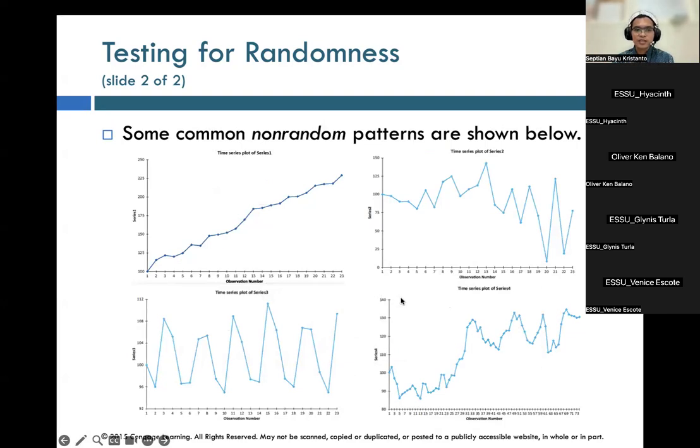Look at this one, we can say that this is a non-random pattern. With random patterns, we cannot predict the graphs or the inflations of your data. But in this case, we can predict your patterns. So we call it a non-random pattern.